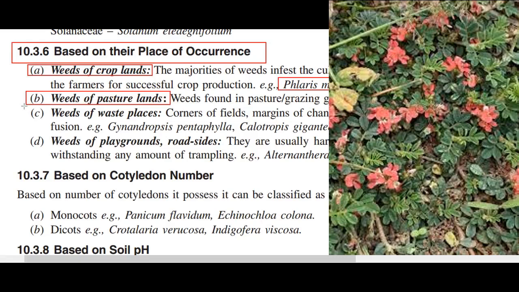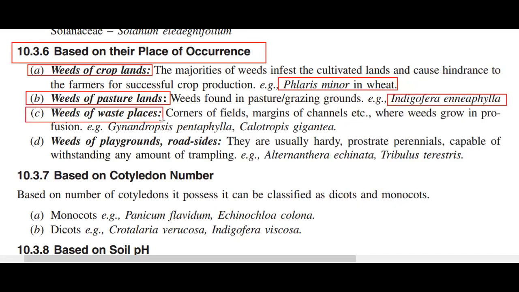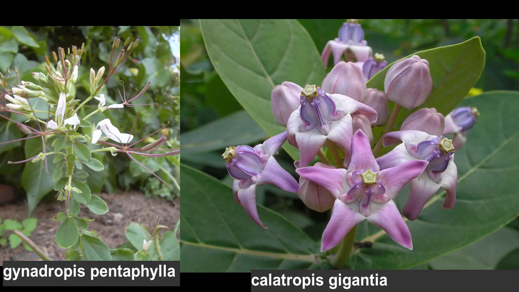The third one, weeds of waste places, which are not utilized, such as corners of fields and margins of channels, where weeds grow in profusion. As examples, Gynandropsis pentaphylla and Calotropis gigantea. So these are the weeds of waste places.